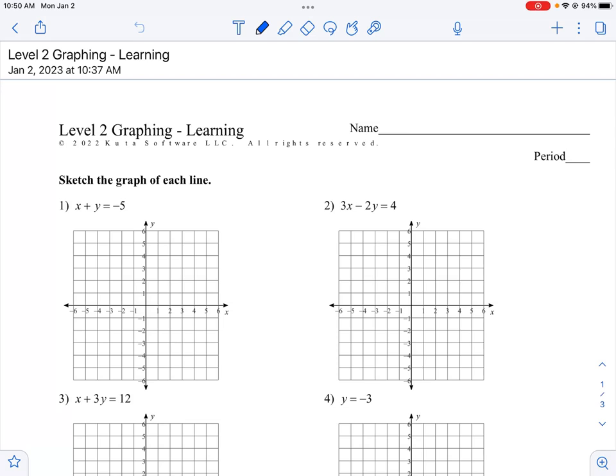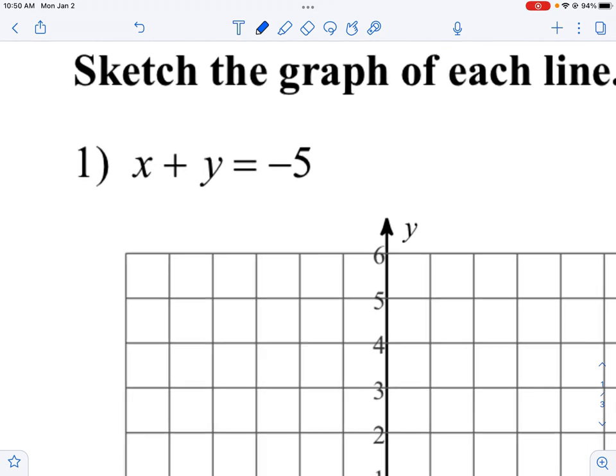All right, it's time to dive into level 2 graphing. What makes level 2 graphing different from level 1 is in level 1, all the lines were in the form y equals mx plus b. In level 2, they are not in that form. Like, they look different. And usually the way to graph those is to make it look like this and then graph. So let's look at number 1.